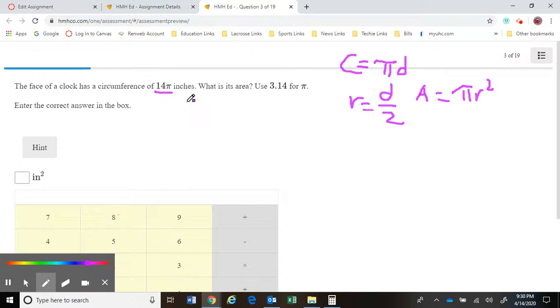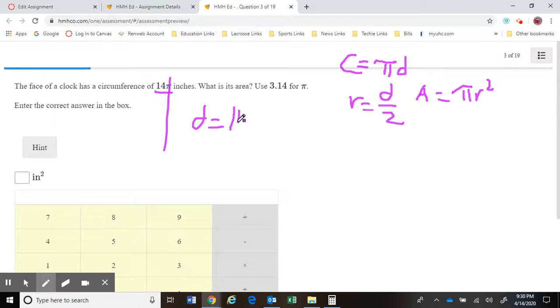But guess what? 14 pi divided by pi just crosses off pi. So what's my diameter? 14. You're going to see some problems that say keep your answer in terms of pi. That means to keep pi in the answer. I didn't mean to be so dramatic with my cross off there. My diameter is 14.